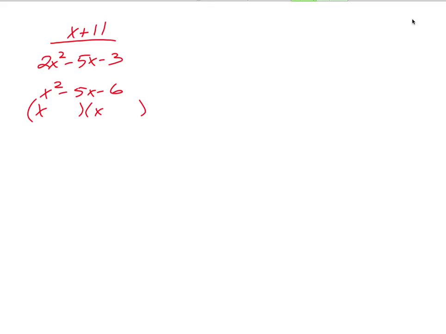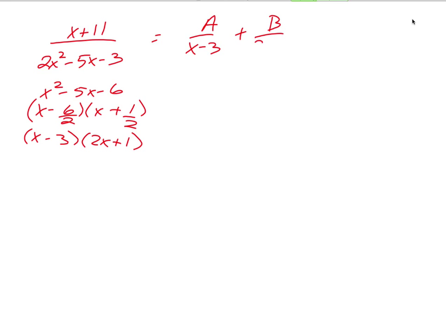So factors of 6 subtracted to give me 5. Negative 6, positive 1. Don't forget to divide. So that gives me x minus 3 and 2x plus 1. What's next? Write my multiple fractions. So I'm going to have a over x minus 3 plus b over 2x plus 1.